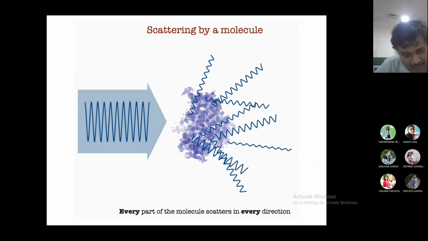So proteins are huge. They have thousands and millions of atoms of various types, and each of these atoms scatters X-ray at various angles in 3 dimensions. Every part of the molecule scatters in every direction. So simple Bragg law will therefore not be applicable if we want to use this technique for determination of protein structure.